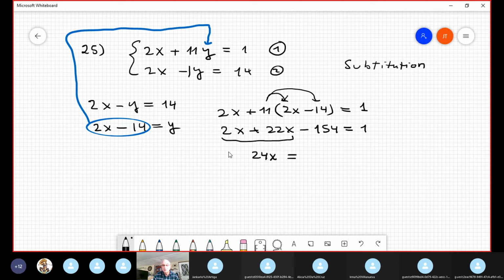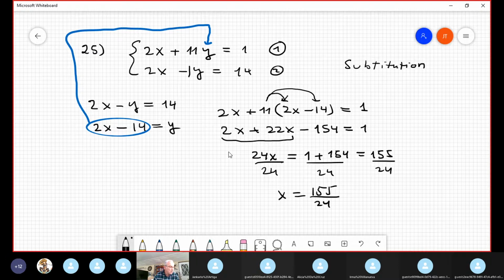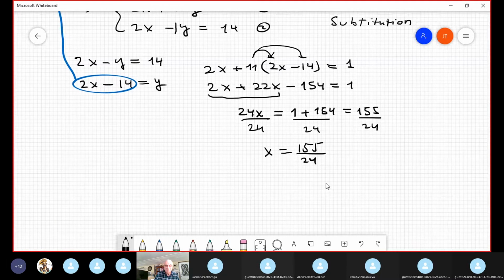I move 154 to the other side. Entonces, 1 plus 154, que es 155. Divided by 24, both sides. x is equal to 155 divided by 24, which is a weird number. But I can see, wow, I got it because in one option we have 155 divided by 24. Just in case, I put it in my calculator, and it's impossible to simplify. It's obvious because 155 is divisible only by 5, and 24 is divisible by 2, by 3, by 4, but no, they have no common factor.